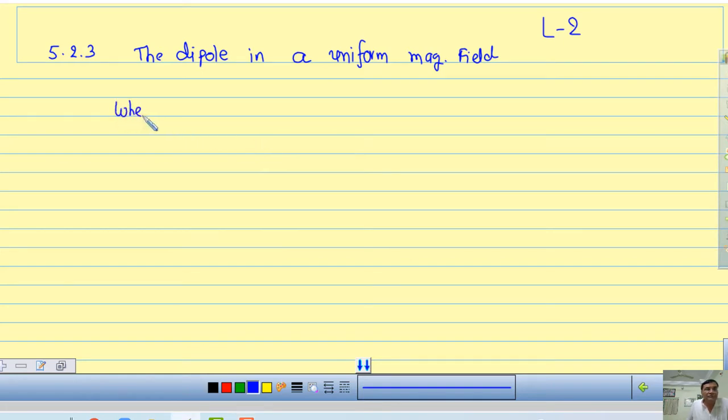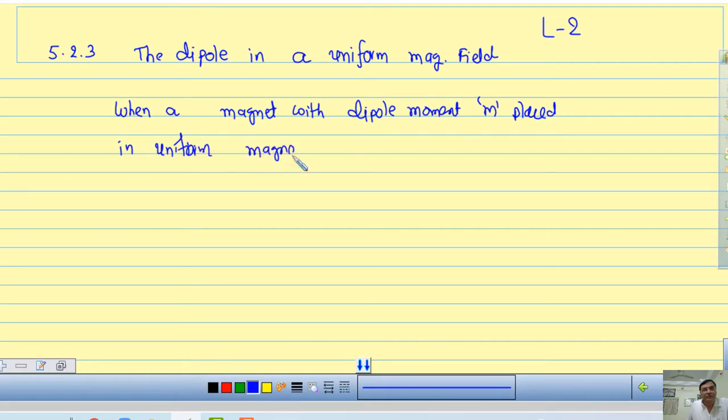So when a magnet with a dipole moment M is placed in a uniform magnetic field, the torque acting on it is torque equal to M cross B.